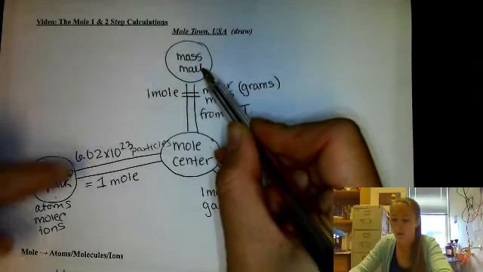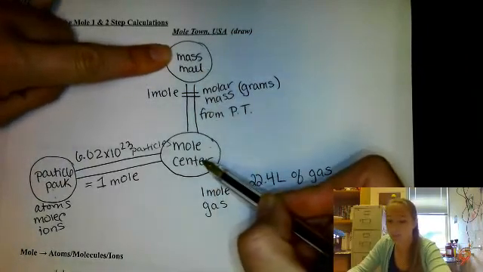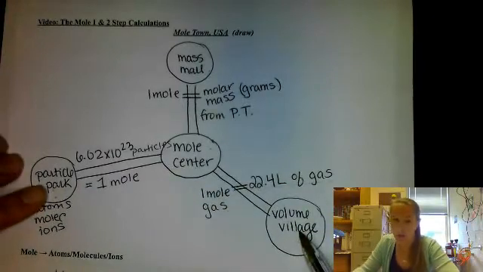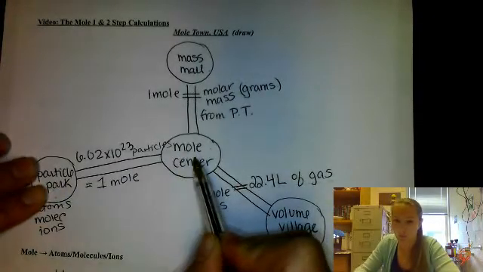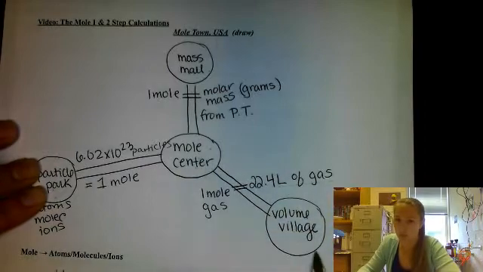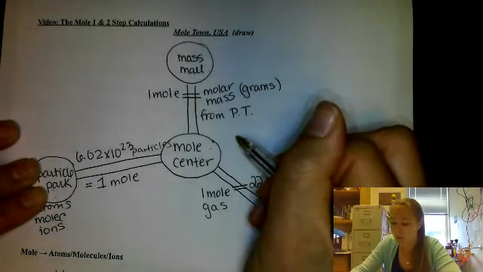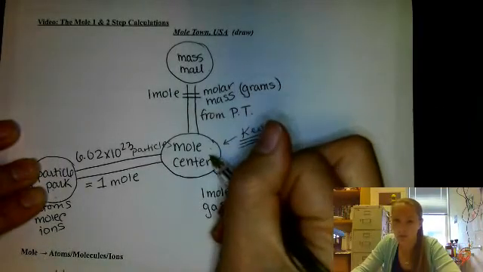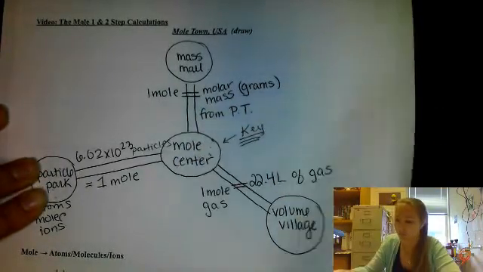So I have to first go from mass to moles, then moles to particles. Or from particles to Volume Village, I have to go from particles to moles first, that's one step, moles to Volume Village. So we call moles the key because they're the hub. We have to go through my mole center in order to go anywhere else.